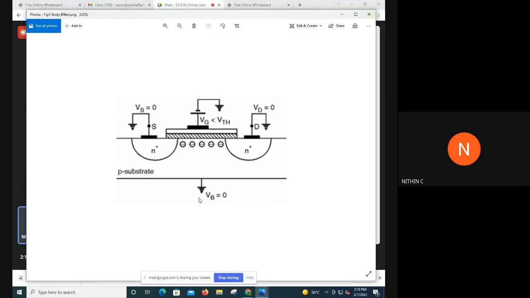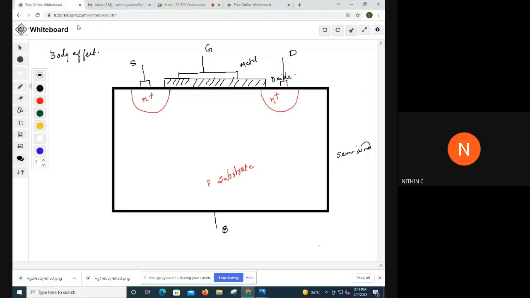You listen carefully to the topic. So you already know that, I mean, if this is our structure, metal, then oxide, then semiconductor, this is our structure. You know the different modes of operation through which this MOSFET passes.